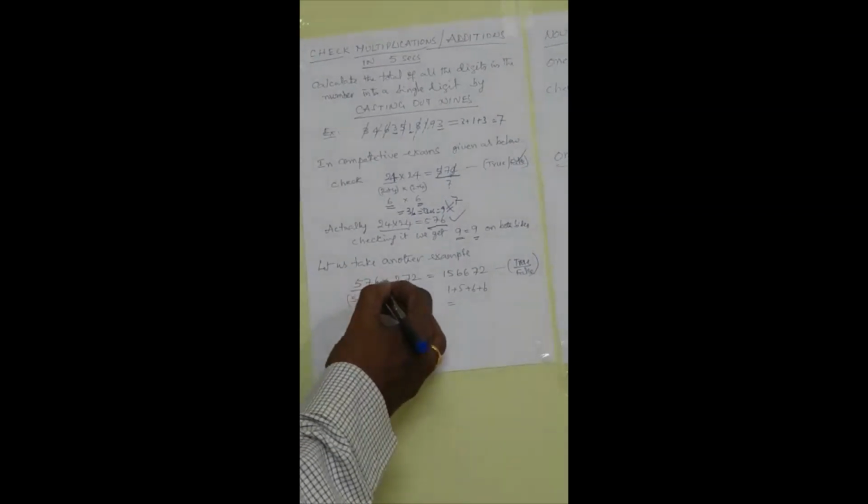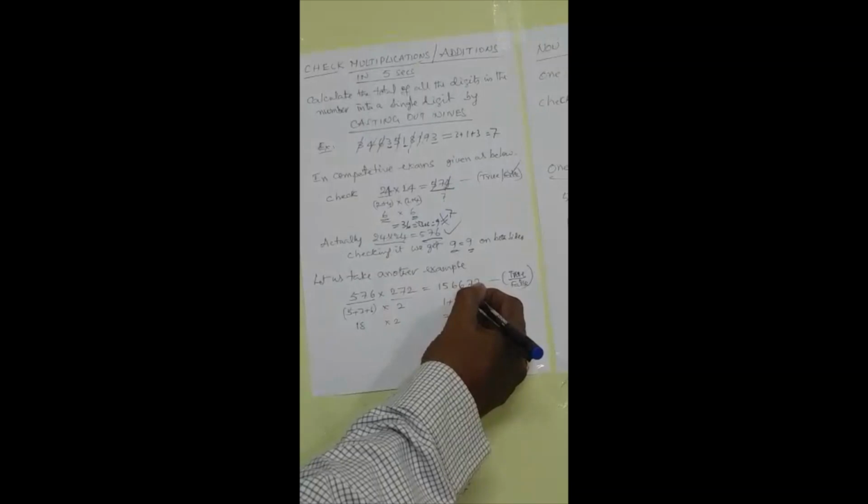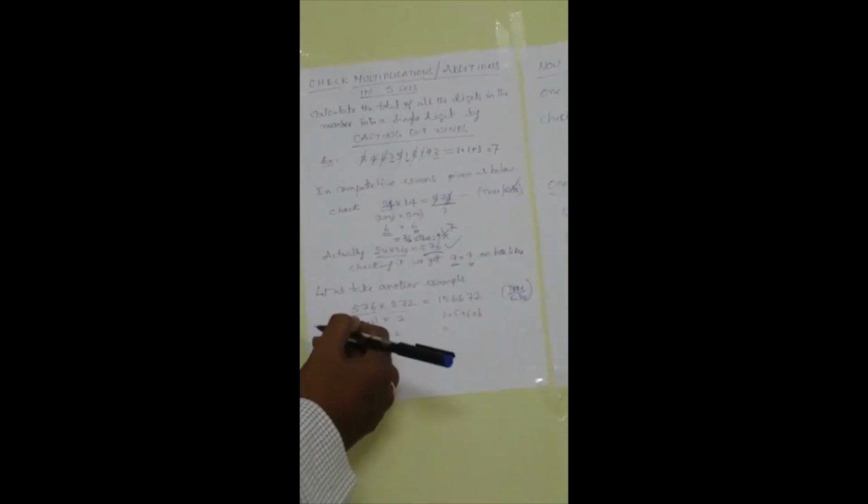Now let us see a bigger example in multiplication. 576 into 272 is equal to 156672. So here take 576. In this there are no nines.